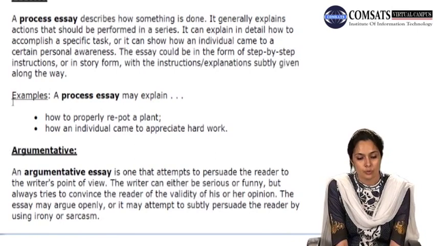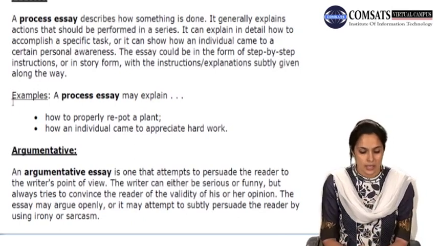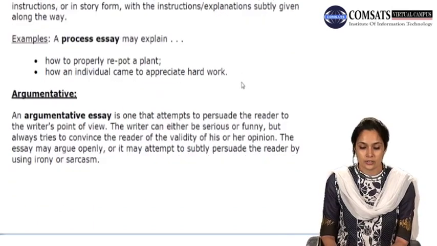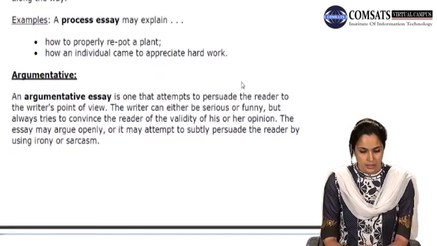Process essay में explain how to properly repot a plant. एक पौधे को एक पॉट से निकाल के दूसरे में किस तरह से लगाना है. How an individual came to appreciate hardwork. एक इंसान की ज़िंदगी की स्टोरी के उसको मेहनत का जो फ़ायदा है वो कैसे पता चला. So this can be your process essay.